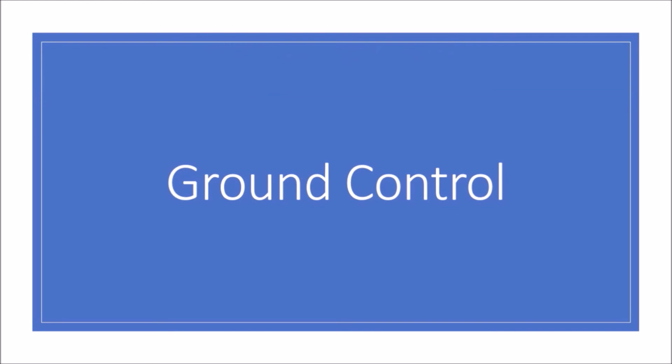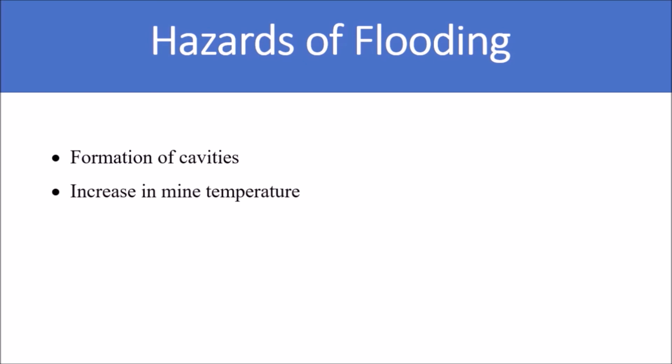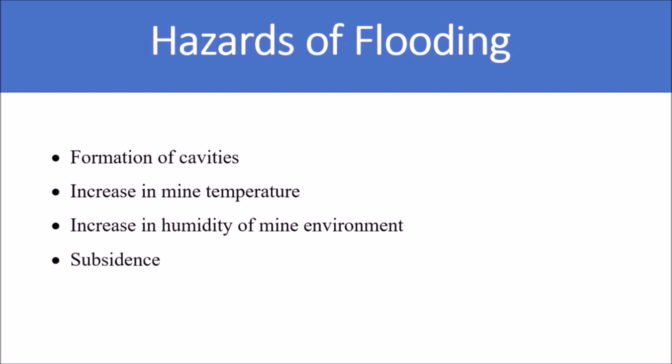Next section is ground control. Hazards of flooding. Groundwater is one of the major hazards in mines. It can cause different problems on the ground floor. If one level of the mine is flooded, it will cause the following hazards. Formation of cavities: water can enter cracks, fissures and fractures and form cavities, which further weaken the rocks. Groundwater can also increase the temperature of mines, which will increase the humidity of the mine environment. It can also cause subsidence in mining due to leakages of water in the mine level.